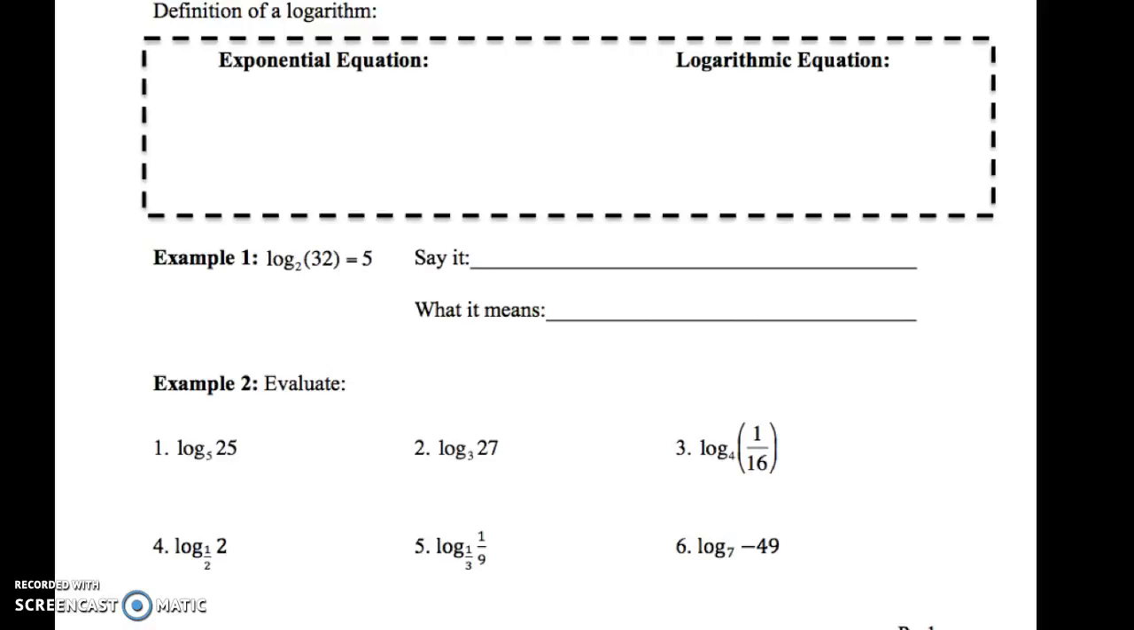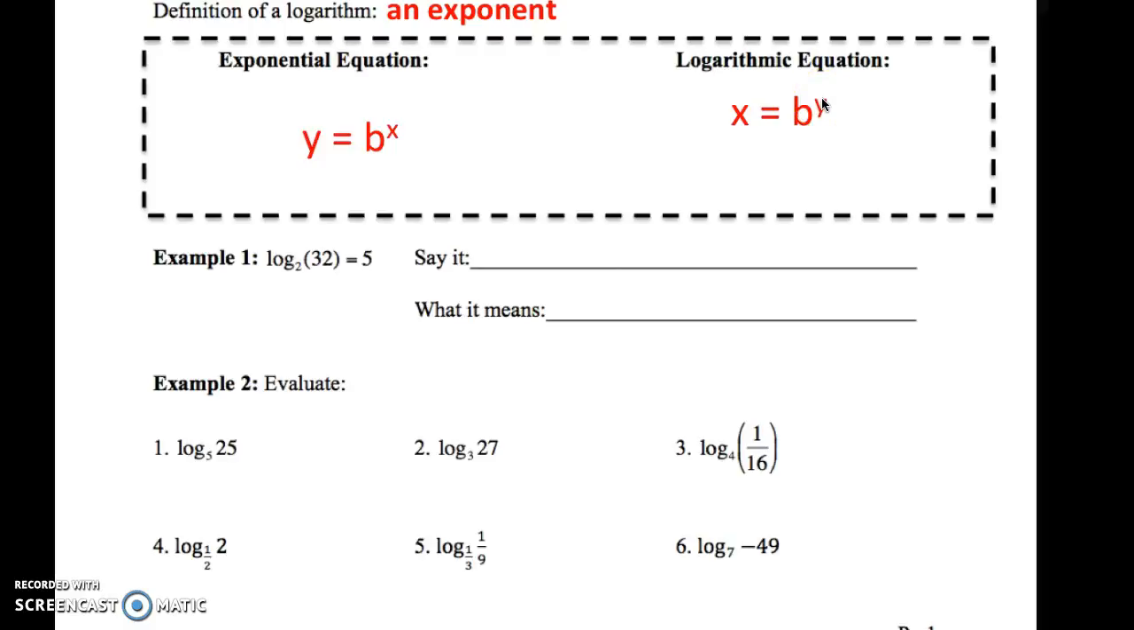This lesson is an introduction to logarithms. A logarithm is an exponent. In order to understand a logarithm, we start with the exponential equation, y equals b to the x. A logarithm is the inverse of the exponential equation. So we will swap the x and the y and get x equals b to the y.